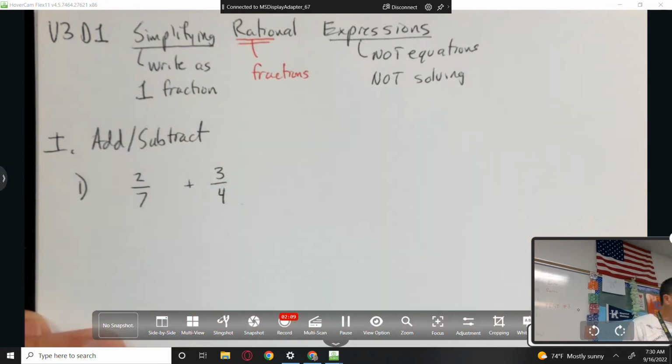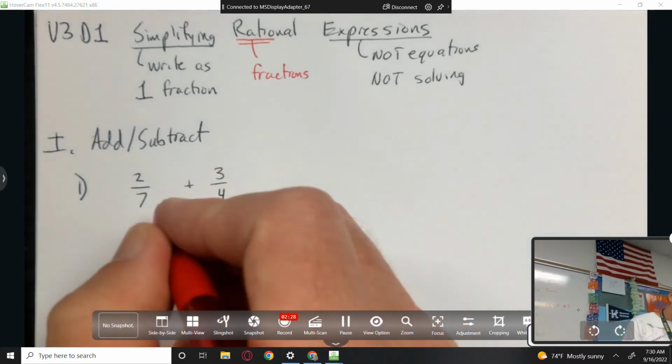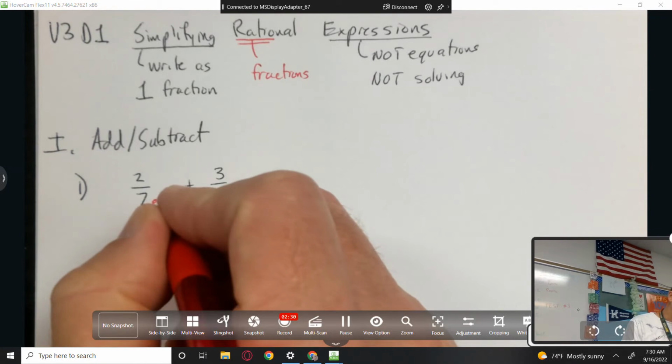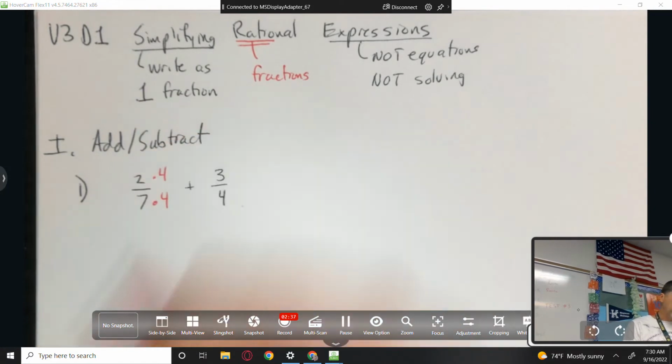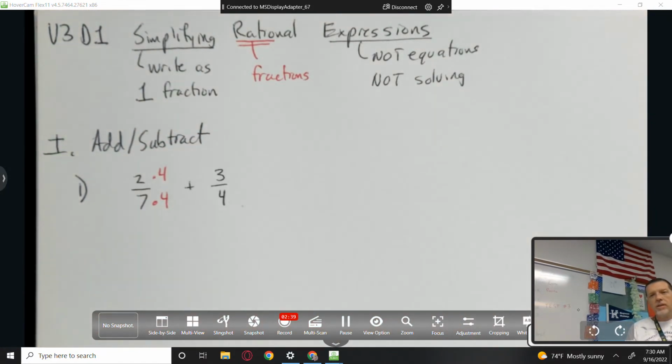If we want to do 2/7 plus 3/4, when did you add fractions? Middle school somewhere? You have to change the denominator. Yeah, I need a common denominator. So no variables in this one, but this is just reminding us, big picture, how we do this. We need a common denominator. And I can multiply the first one by 4. But whatever I multiply to the bottom, I have to multiply to the top. That way it doesn't change the value of the fraction.